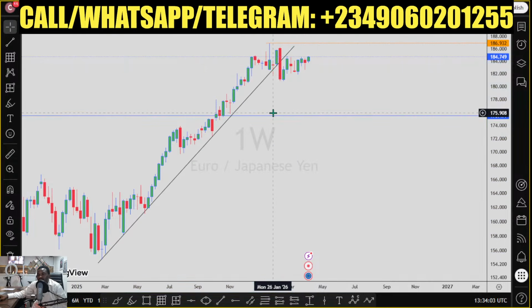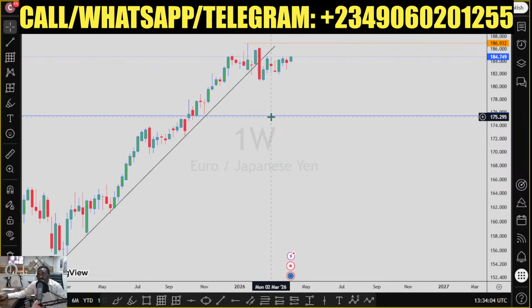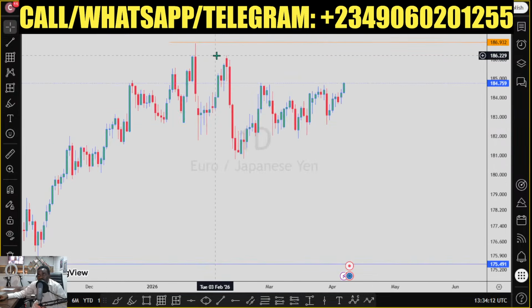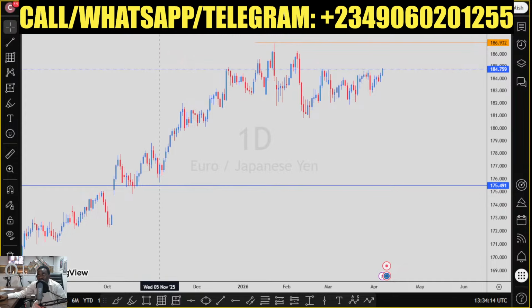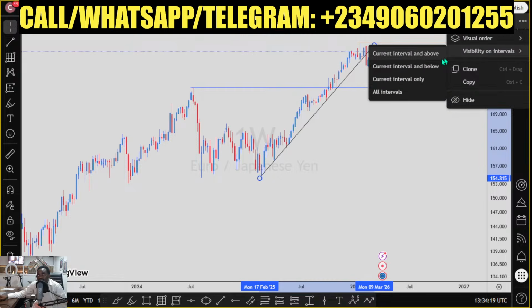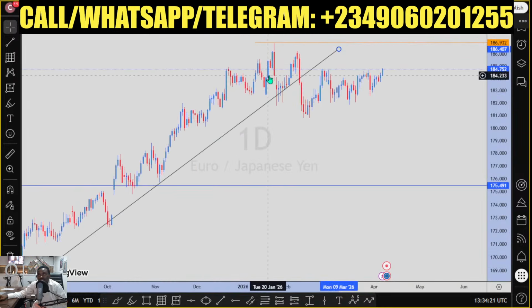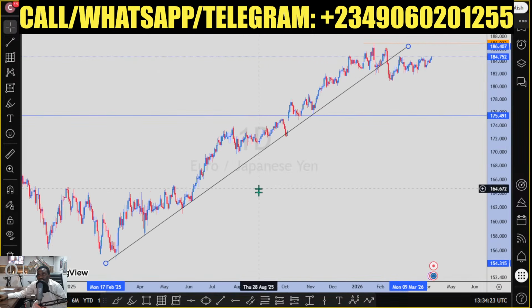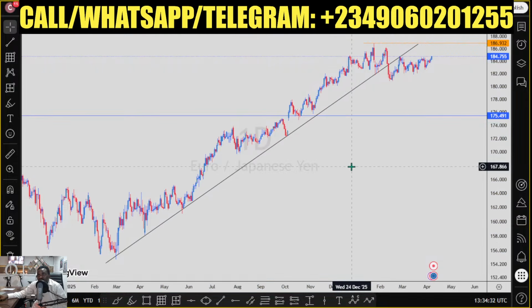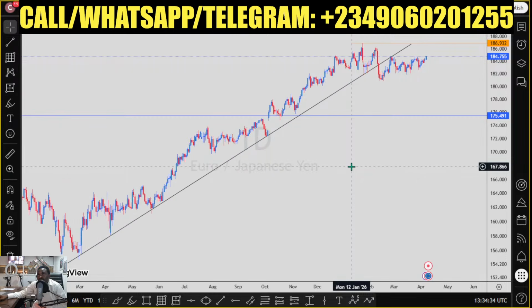You can see that. See this candlestick which broke our trend line. That is massive. Let's see how this candlestick with this trend line acts on the lower time frame. You can see it. You can see that.